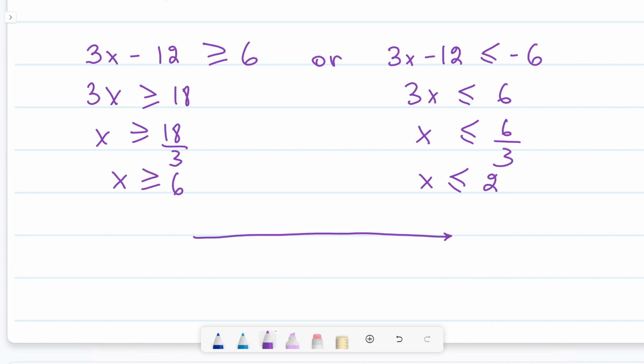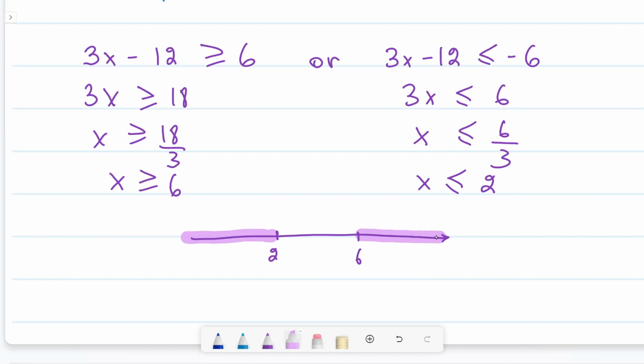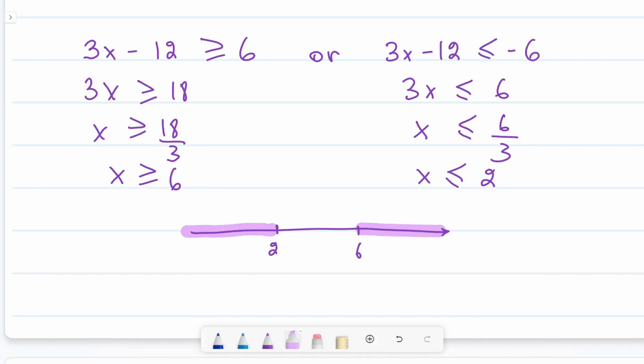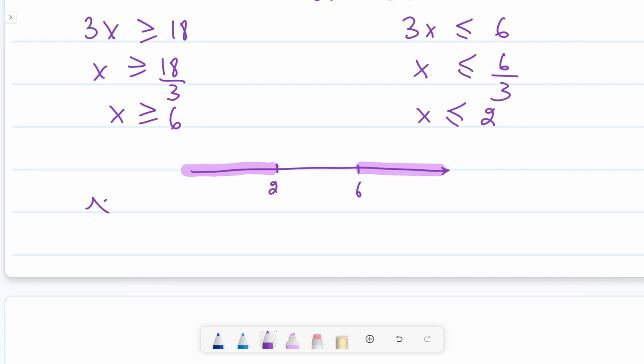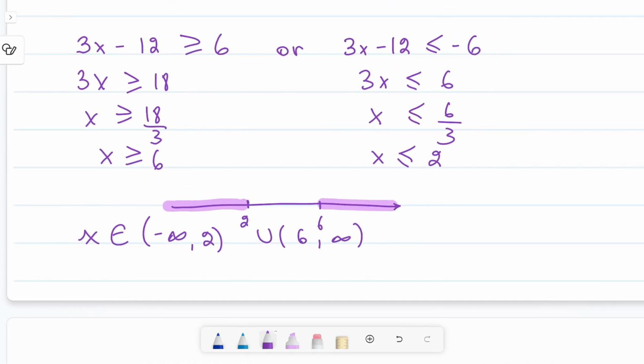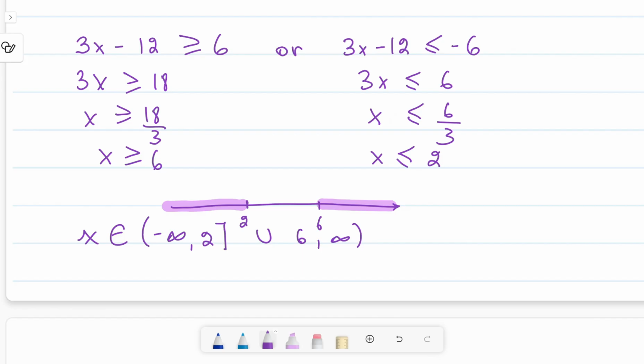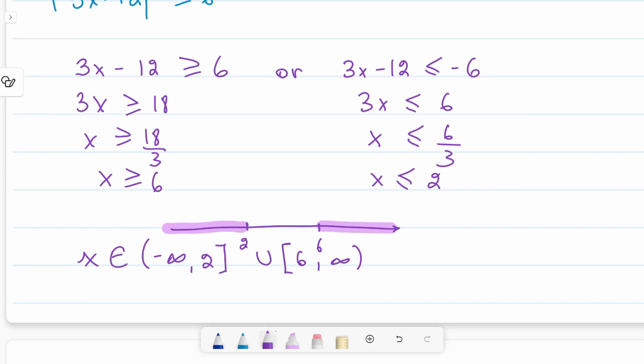So let's draw a number line. This is 2, this is 6, x is less than or equal to 2 is here, and x is greater than or equal to 6 is here. And we can see now why we use the word or, because we have two regions that we are looking for. So x belongs to (negative infinity, 2] union [6, infinity). And I made one mistake in here. We have to put closed brackets around the 6 and around the 2. And we never put closed brackets around infinity. We always keep these open.